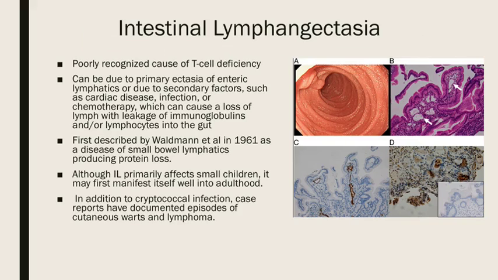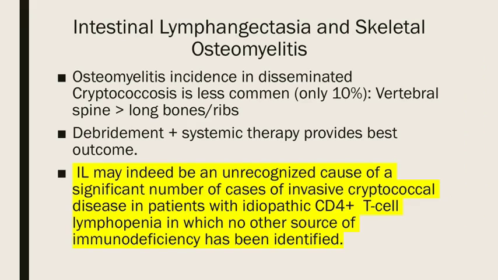And intestinal lymphangectasia is a poorly recognized cause of T-cell deficiency, and it can be due to primary ectasia of enteric lymphatics or due to secondary factors, including cardiac disease, infection, or chemotherapy, which can cause a loss of lymph with leakage of immunoglobulins and or lymphocytes into the gut. It was first described by Waldman in 1961. Although it primarily affects small children, it may first manifest itself well into adulthood. And in addition to cryptococcal infection, case reports have documented episodes of cutaneous warts and lymphoma as well.